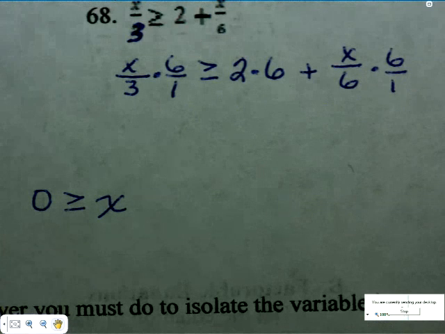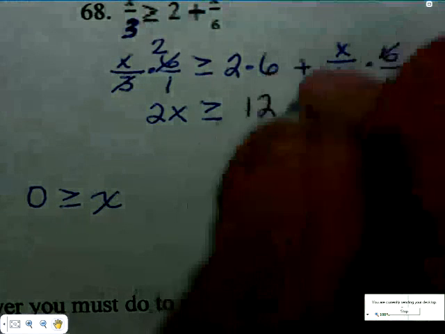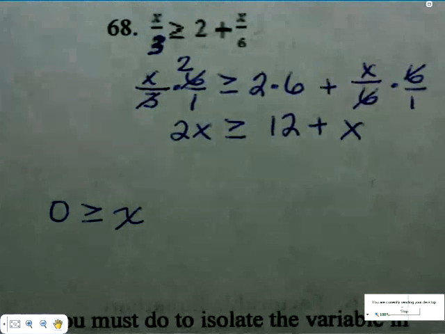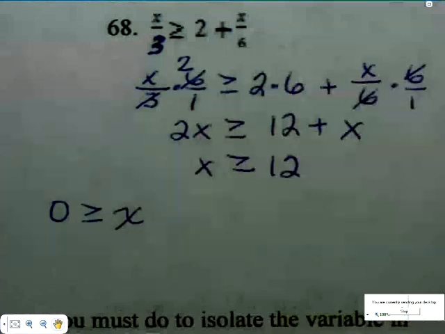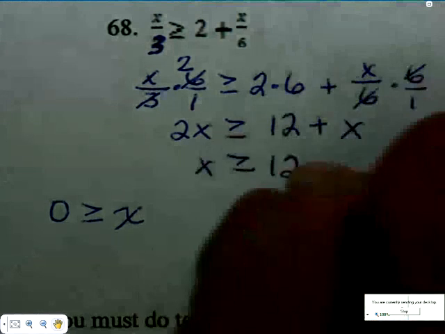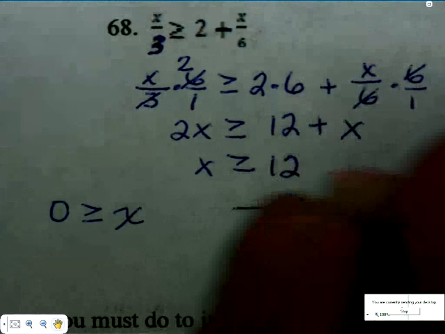On the left-hand side, 3 goes into 6 2 times, so all that's left is 2x is greater than or equal to what? Twelve plus x. And then what? Subtract x from both sides. You have x is greater than or equal to 12, which starts at 12 on the number line, includes the 12, and shades forever to the right.